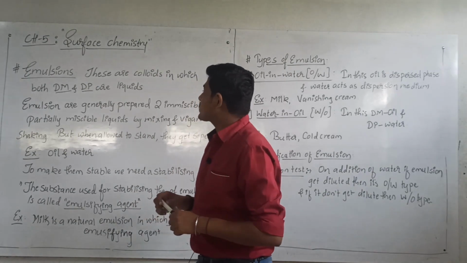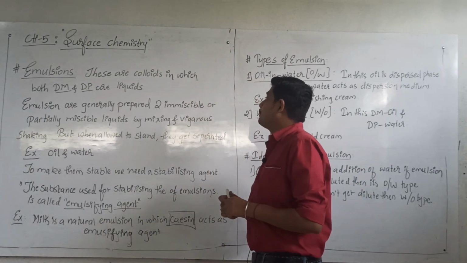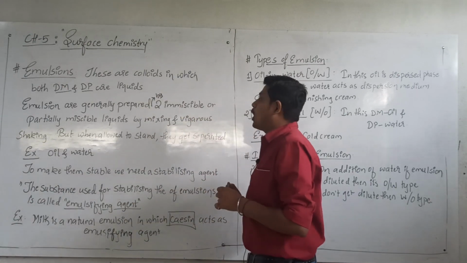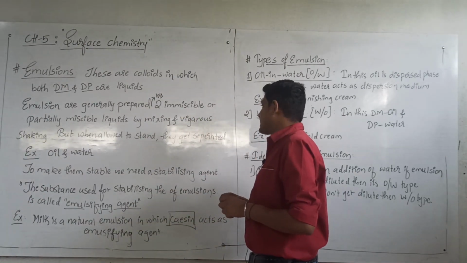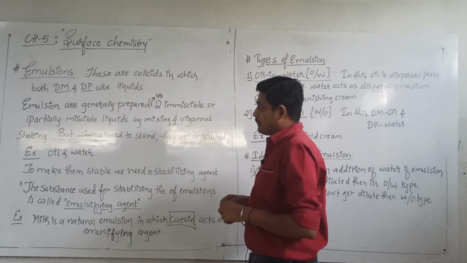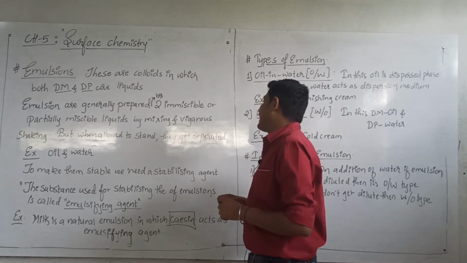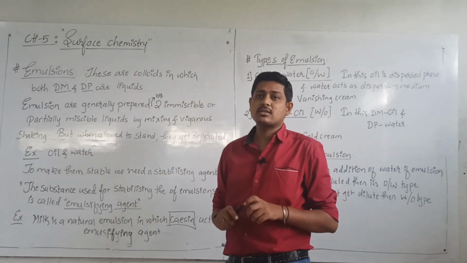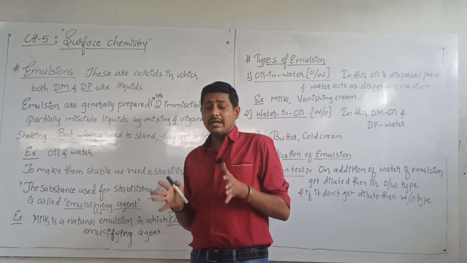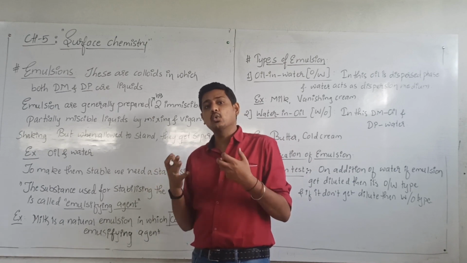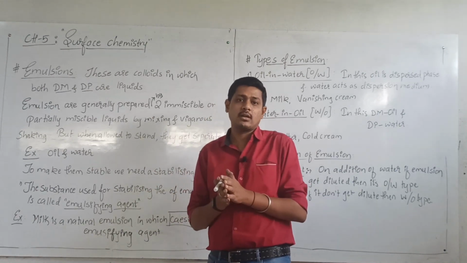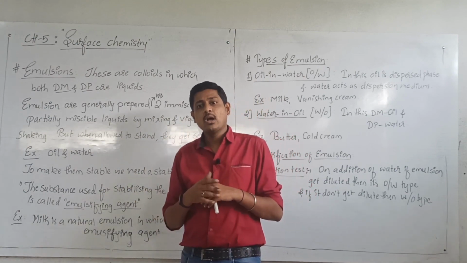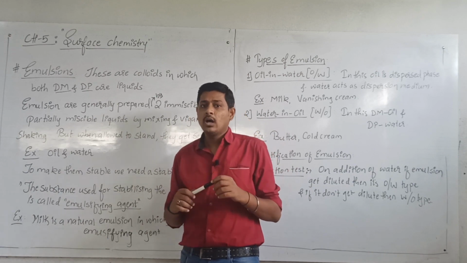Emulsions are generally prepared from two immiscible or partially miscible liquids by mixing them and then vigorously shaking them. But when allowed to stand, they get separated, for example oil and water. Usually emulsions are two immiscible liquids. When they are mixed together, just like oil and water, they will get separated. Oil will be on the top and water will be at the bottom.